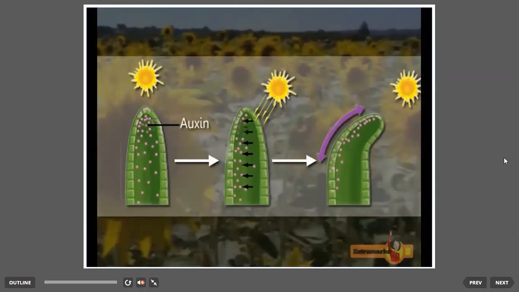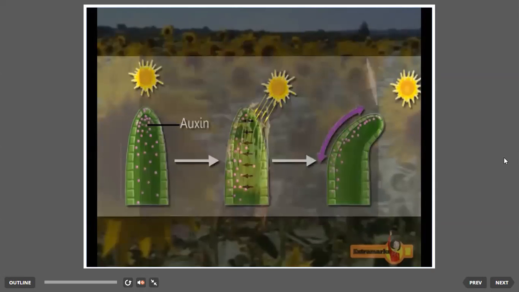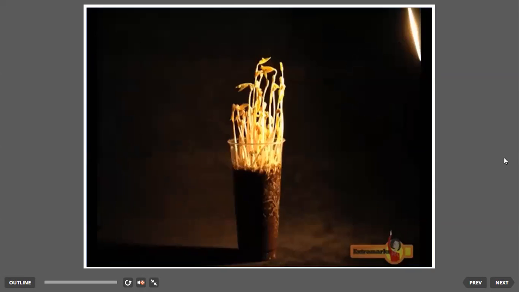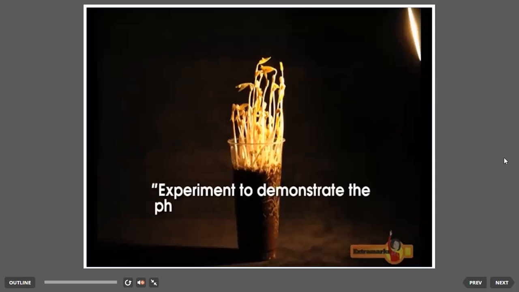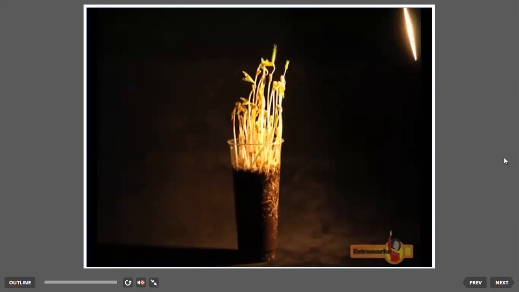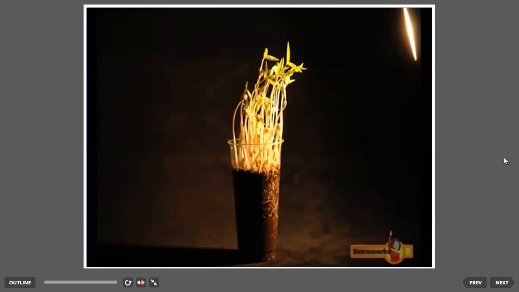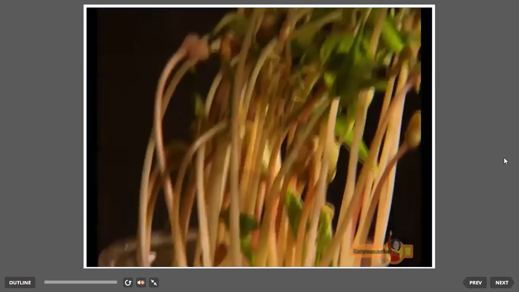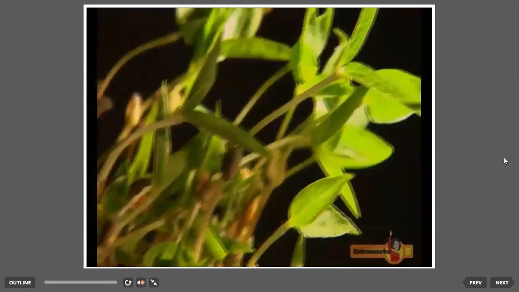Due to this, the cells present on the non-illuminated side of the plant divide rapidly and result in the bending of the plant. The phenomenon of phototropism can be easily demonstrated by an experiment in which plant seedlings are kept in the dark with a unidirectional light source. Initially, plant seedlings grow upright, but later they start growing towards the light source. This response helps plants to receive more light.